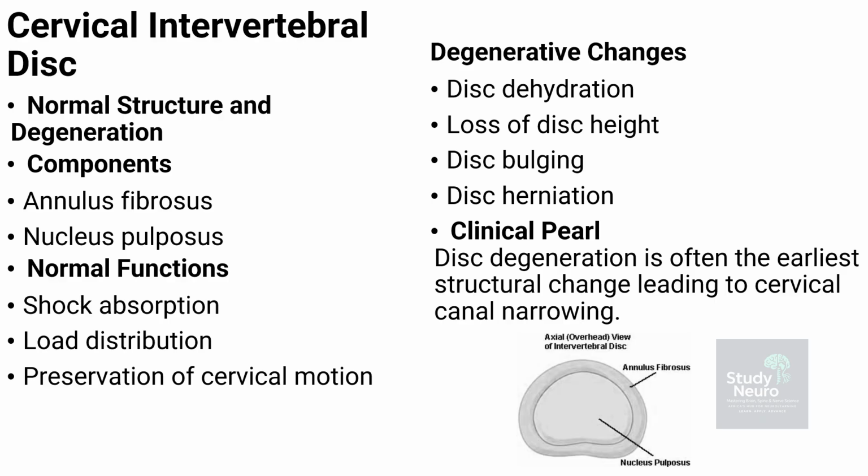With aging, the disc gradually loses water content and height, which reduces its ability to cushion the spine. This process may lead to disc bulging or herniation that narrows the spinal canal, making disc degeneration one of the earliest structural changes that contributes to degenerative cervical myelopathy. Degeneration begins early.